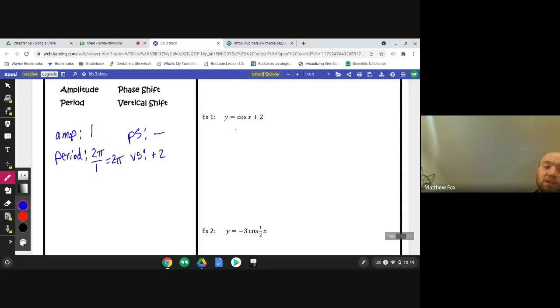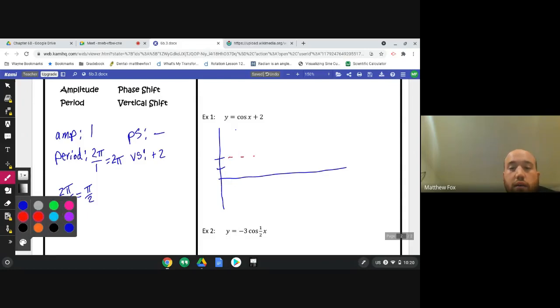Now, you always take the period and divide it by 4. So 2 pi divided by 4 gives us pi over 2. That is our interval that we're going to have. So when I graph this, I draw my line. Now keep in mind it's up 2, so instead of being centered around 0, our midline is going to be at 2. Now, amplitude is 1, so we'll go 1 up and 1 below that.